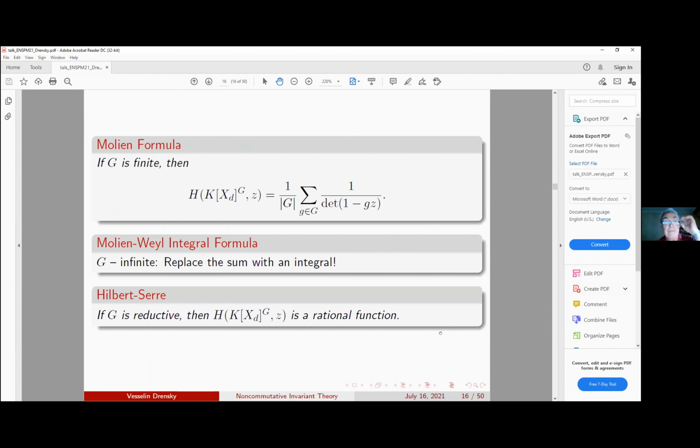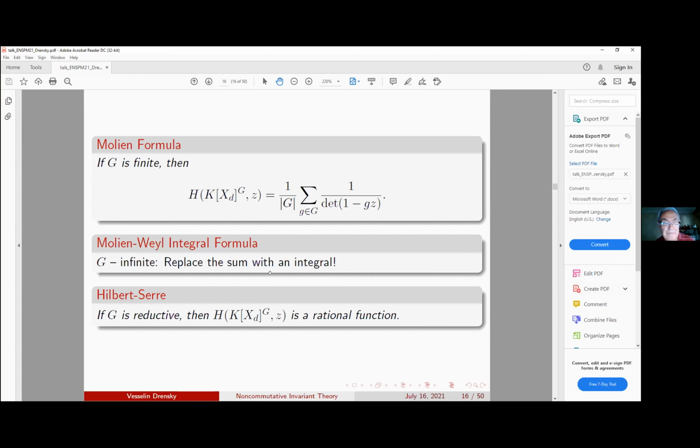And there is the Molien formula, which states that if the group is finite, then the Hilbert series of the algebra of invariants is simply a sum of some power series, which are the inverses of some determinants. So you take the determinant here, and since this is one minus something which depends on Z, you can expand this as a series.